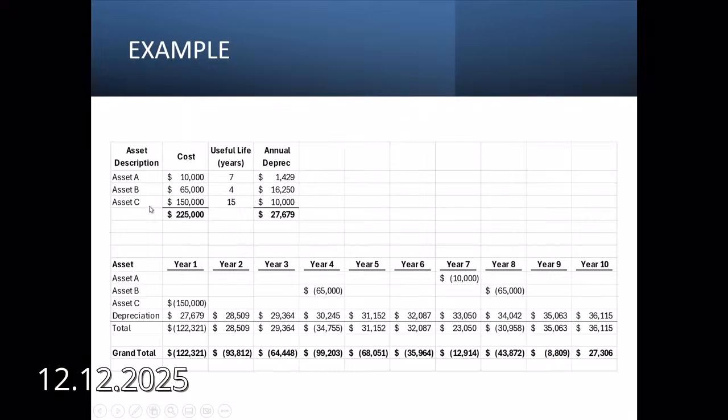So in this case, we had 3 assets. I just randomly selected amounts and useful lives. And what we do is we determine how much we should be setting aside each year so that when we make that purchase again, we have that money saved up for that asset. It doesn't necessarily mean we will buy it in that year. It's just so that we have the money saved up when there's a necessity to make that purchase.